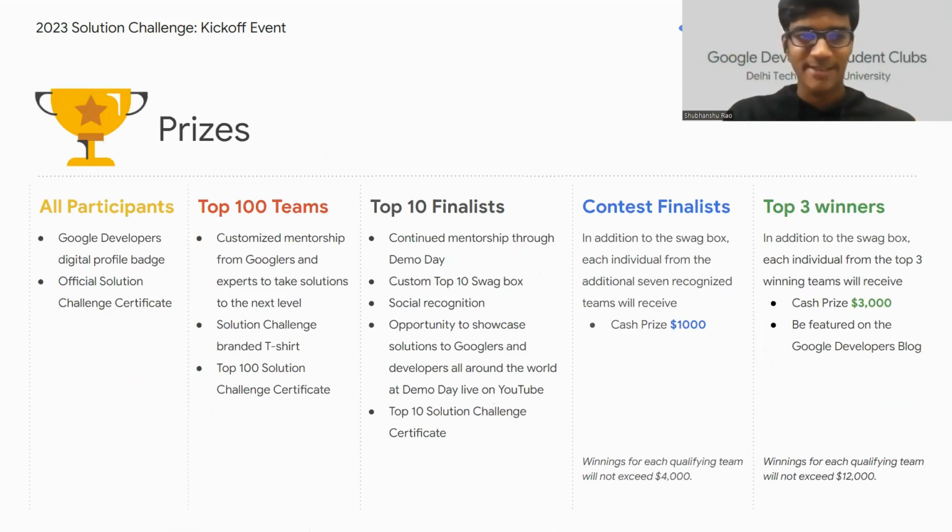Now let's talk about the prizes, the most exciting part. All participants will be getting Google's developer digital badges, and they'll be getting an official certificate of Solution Challenge. The top 100 teams will get mentorship by Googlers to refine the product, and they'll get custom branded t-shirts by Google and a top 100 Solution Challenge certificate.